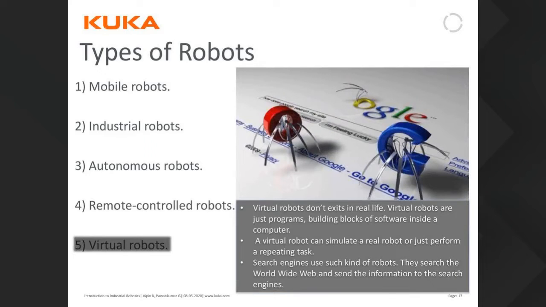Next, the last type of robot we say is virtual robots. These don't have any physical existence; they are not in a physical form. These are like a program or just a code block.